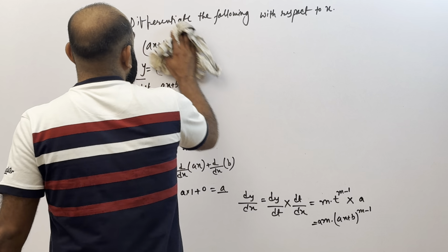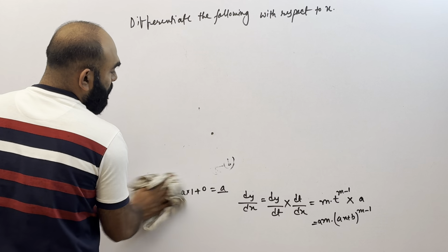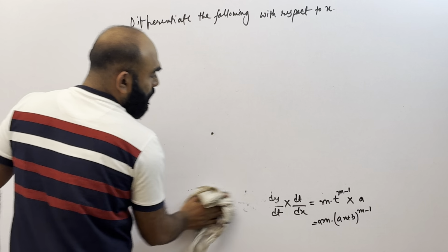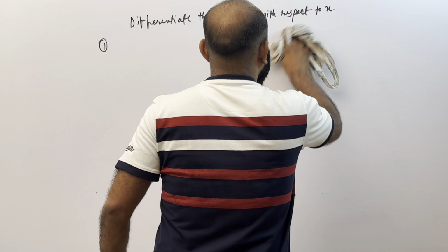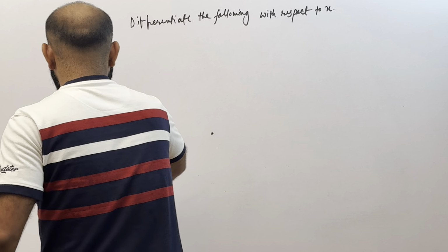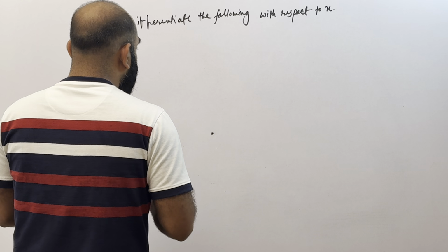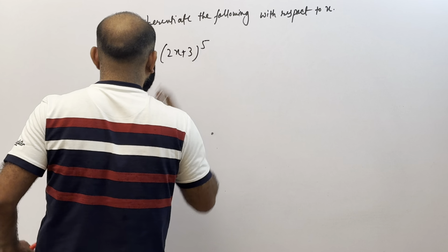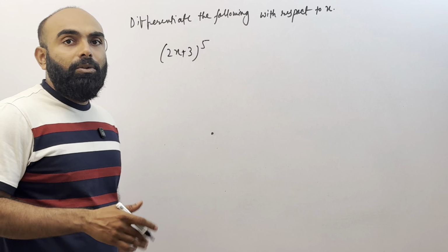Okay, next question. Same thing is there. Differentiate the following function with respect to x. The question is going to be the same, meaning at last we have to find dy by dx for all the questions which we are going to practice. Next question. If they are giving, differentiate 2x plus 3 to the power 5, if it is written like this, differentiate this function with respect to x.